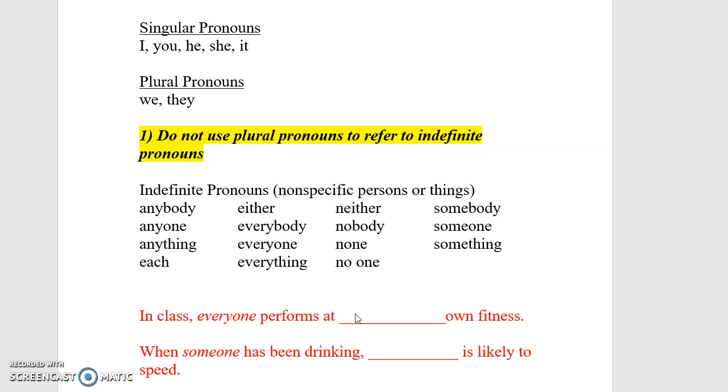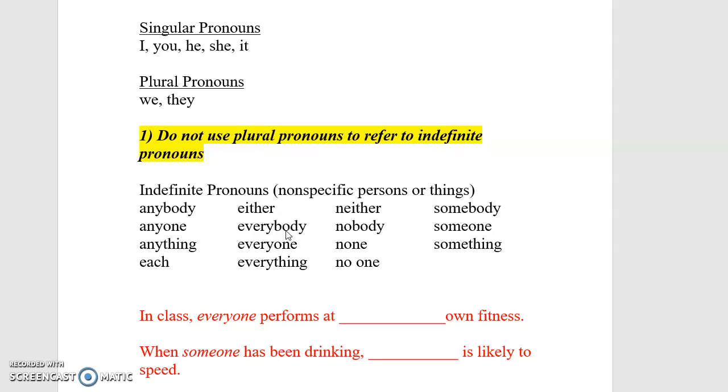In class, everyone performs at blank own fitness. Now, most people think the answer is at their own fitness, and that's what I mean by we talk incorrectly. The rule is do not use plural pronouns to refer to indefinite pronouns. Everyone is indefinite. It's right here, everyone. And so we need to use a singular pronoun. It says do not use plural pronouns. So the answer is in class, everyone performs at his or her own fitness.